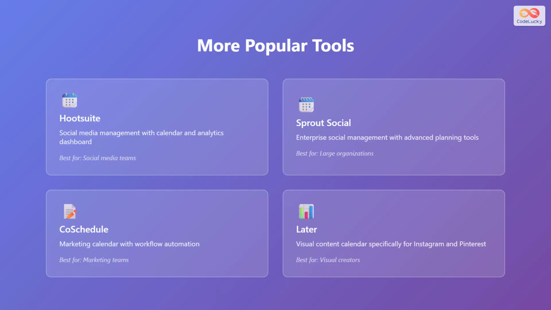Continuing with more options, Hootsuite offers social media management with a calendar and analytics dashboard, perfect for social media teams. Sprout Social provides enterprise social management with advanced planning tools for large organizations. CoSchedule is a marketing calendar with workflow automation, ideal for marketing teams who need comprehensive solutions. Later is a visual content calendar specifically designed for Instagram and Pinterest, making it perfect for visual creators and influencers.